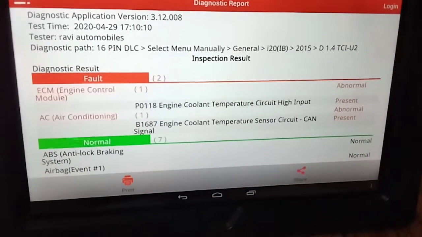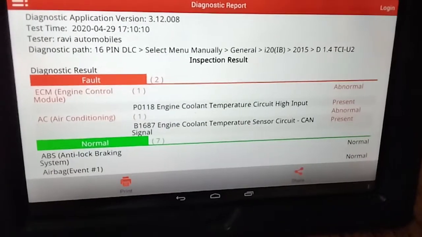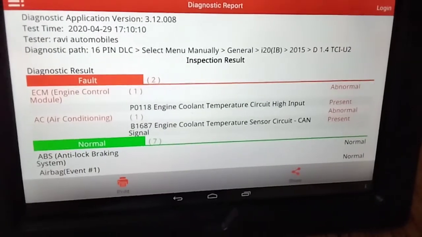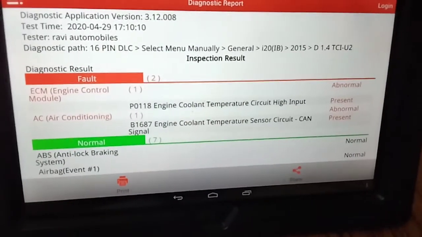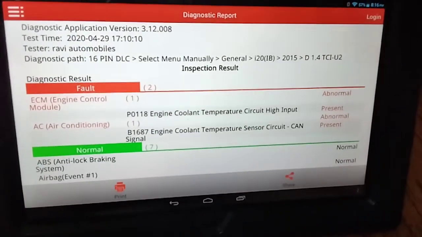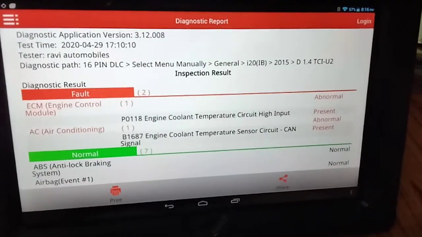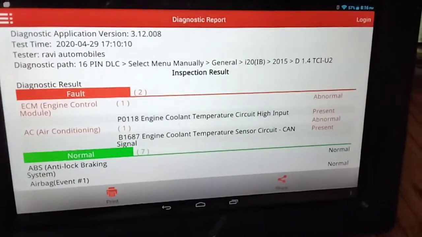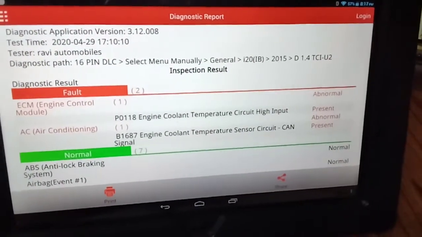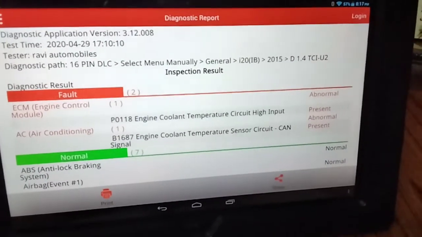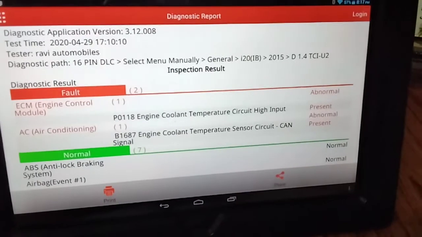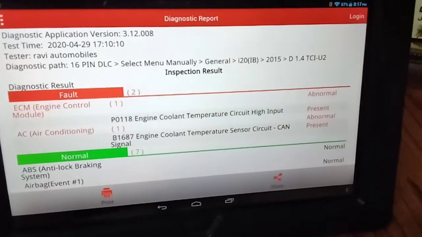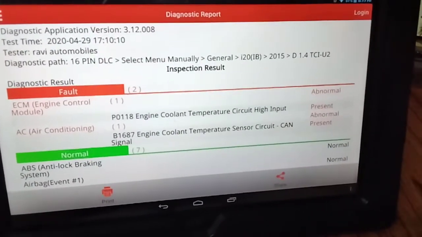That's when this mechanic called me, and he had already hooked up the Launch scanner and taken the codes. He got two codes indicating a fault in the engine coolant temperature, and also a CAN code in the engine coolant temperature sensor circuit. So these are the two codes: P0118, and the next one was P1687.